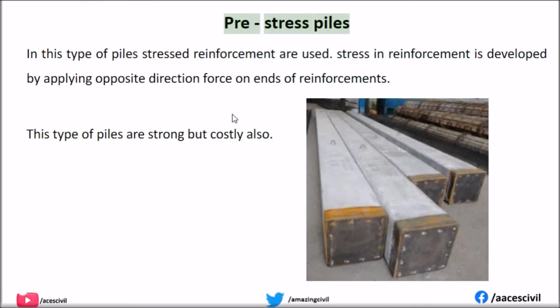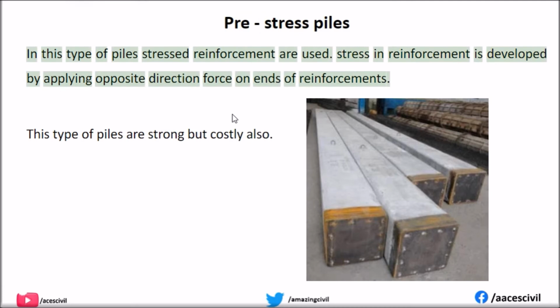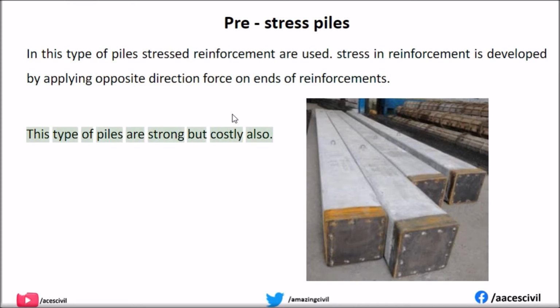Pre-stress piles. In this type of pile, stressed reinforcement is used. Stress in reinforcement is developed by applying opposite direction force on ends of reinforcements. This type of pile is strong but costly also.